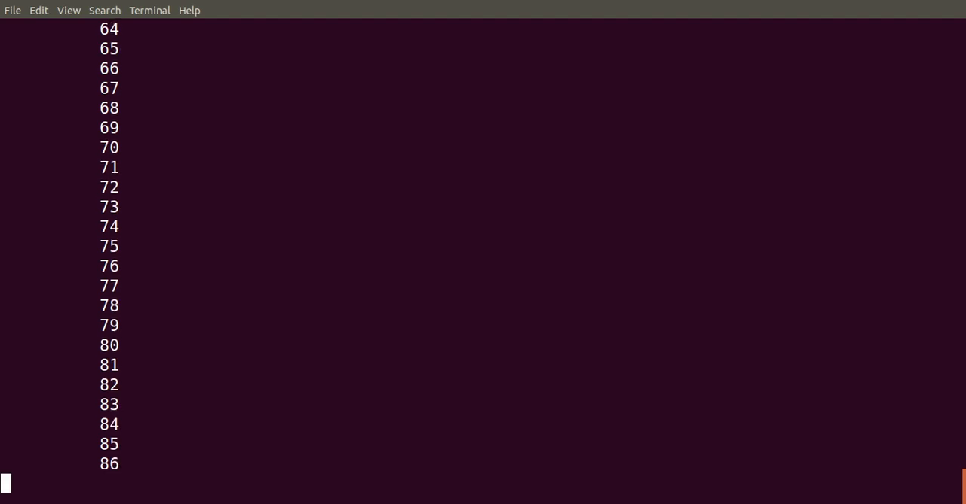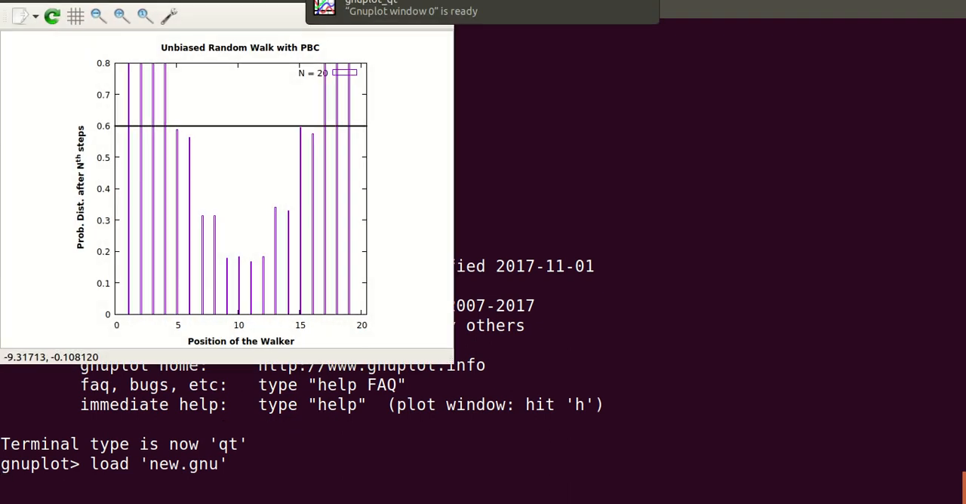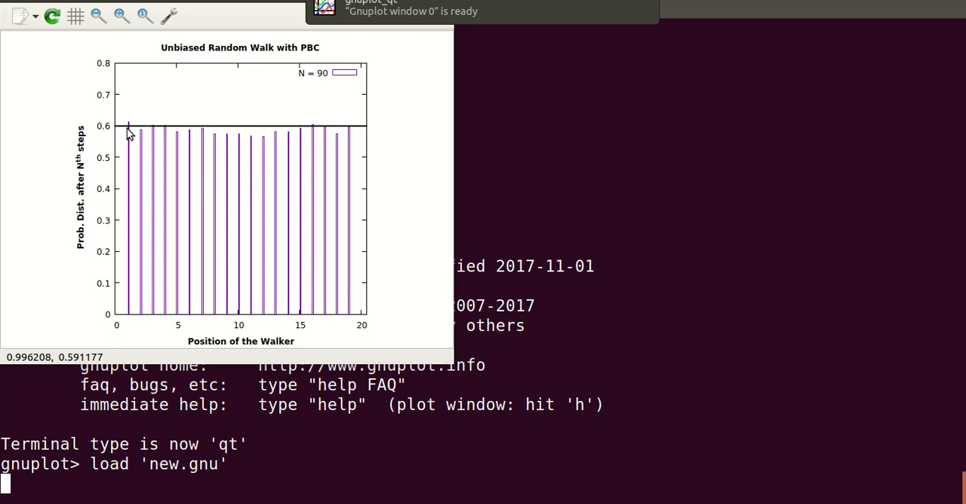So this is the case where I applied the PBC unbiased. The system is unbiased, meaning the probability of going to the right, P, and the probability of going to the left, Q, are equal, but I have applied the PBC. So with this PBC condition, it will eventually become a uniform distribution. If you load this code, as you can see, it is becoming a uniform distribution. This is almost 0.6. So this is becoming a uniform distribution.